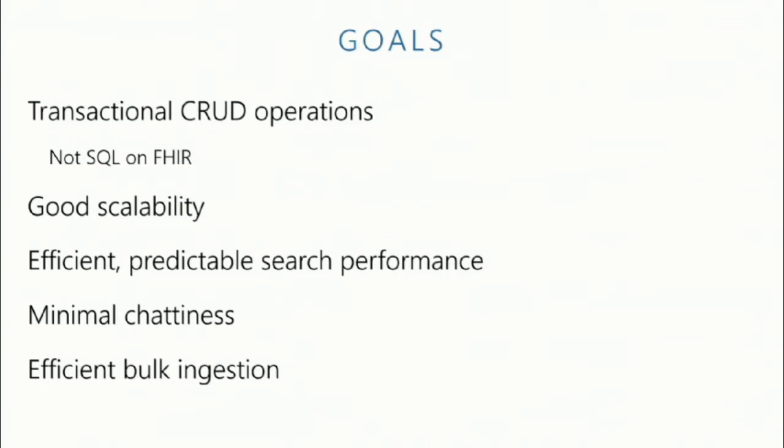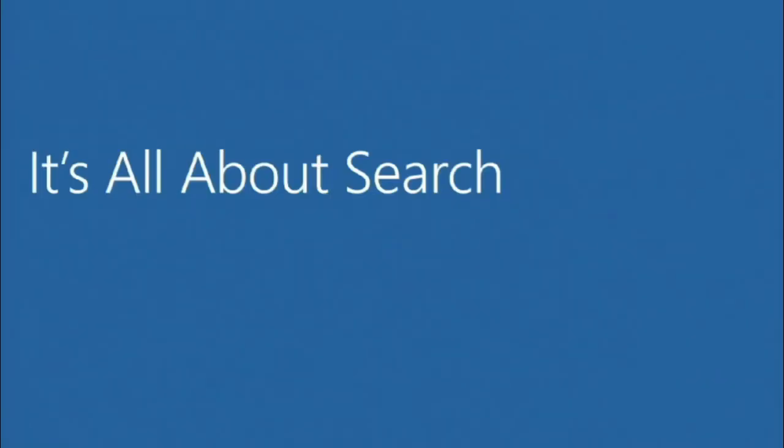And as a general principle, we want to minimize chattiness between our FHIR server and the database. And we want to support efficient bulk ingestion of data. So this is about loading up a FHIR server with as much data as possible in a short amount of time. So these are the high-level goals. Not all of these we've implemented, so we don't have the transaction support yet across multiple resources, but that's coming in our roadmap.